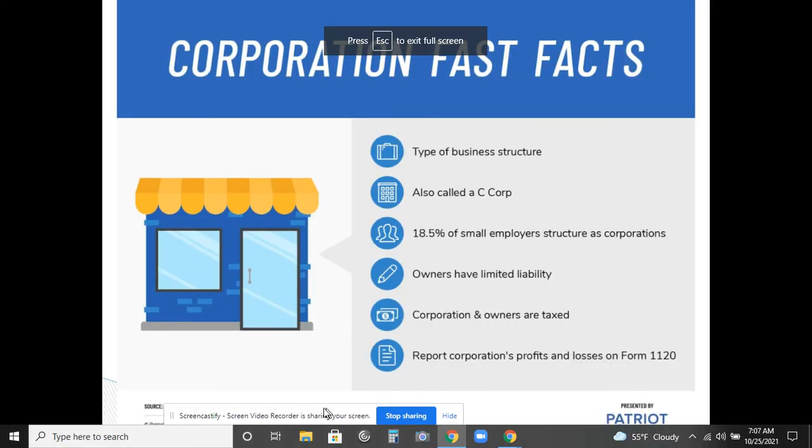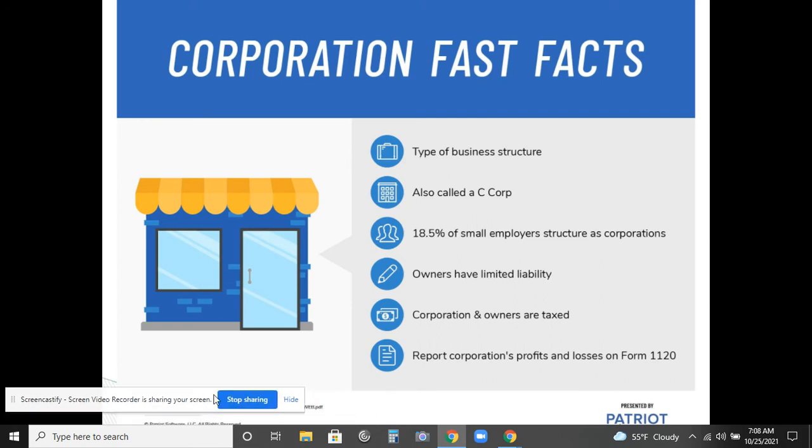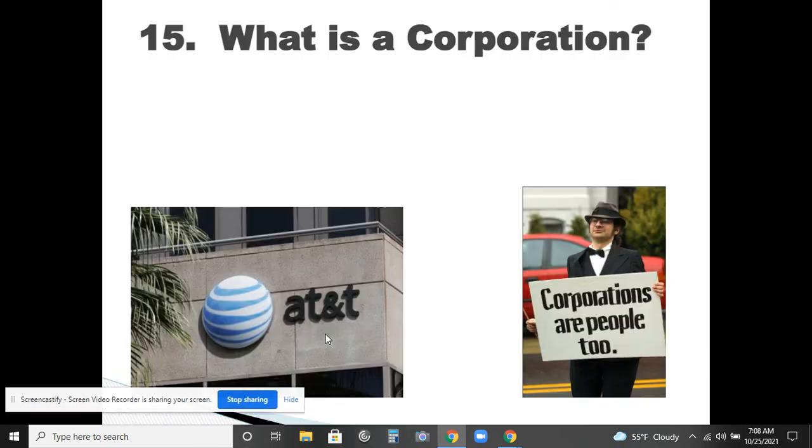There are certain types of business structure. It's also called a C corp. 18.5% of small employers structure as corporations. Usually they'll have a reason. Mostly it's the potential for liability, potential for getting sued personally. Corporations and owners are taxed. So that double taxation issue is important. And you have to report corporation profits and losses. There's a reason why you might not want to, but corporate rules require you to.